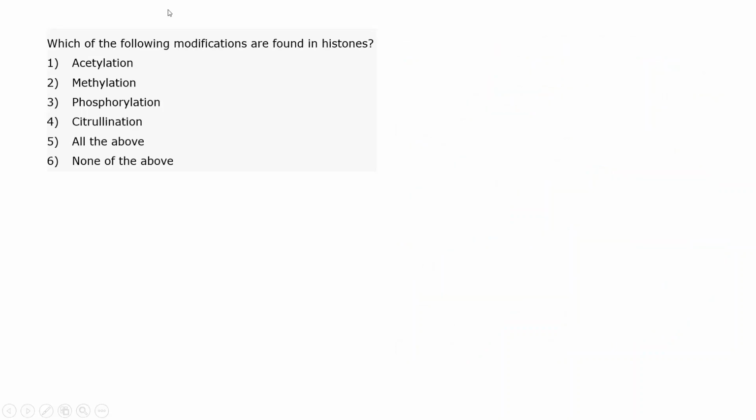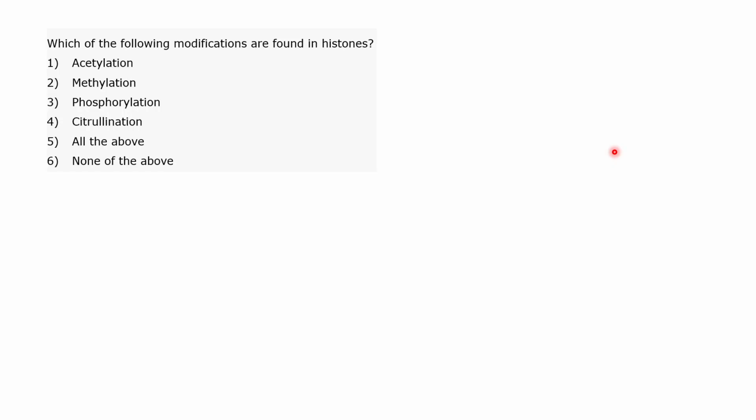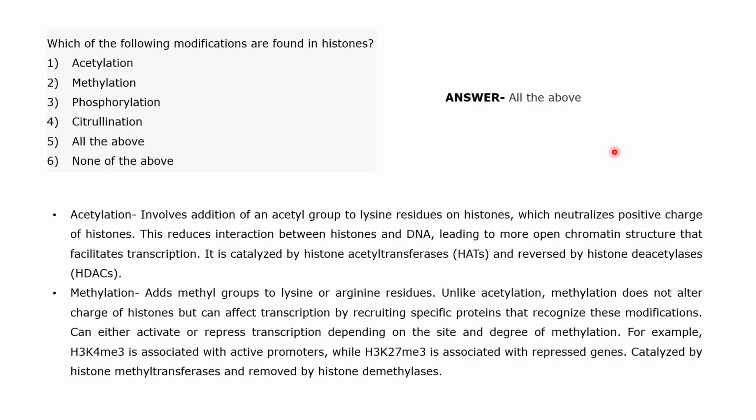Coming on to the next question: which of the following modifications are found in histone? Acetylation, methylation, phosphorylation, citrullination, all of the above, or none of the above? Which type of modification are found in case of histones? Yeah, basically you are right. So the answer to this question is option number 5, all of the above.